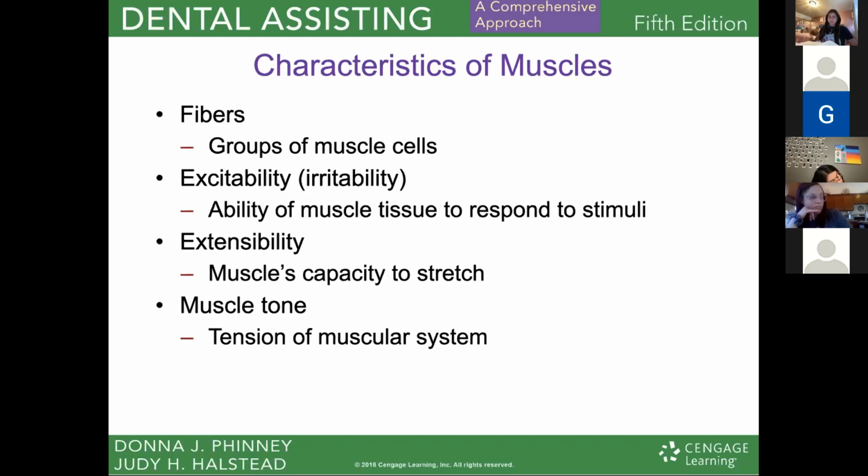So the other characteristics of muscles are the fact that they can all be excited. So they have excitability and irritability. These are the ability of the muscle tissue to respond to stimuli. Muscles also have extensibility, which means the capacity to stretch. And then muscle tone has to do with the tension of the muscular system.